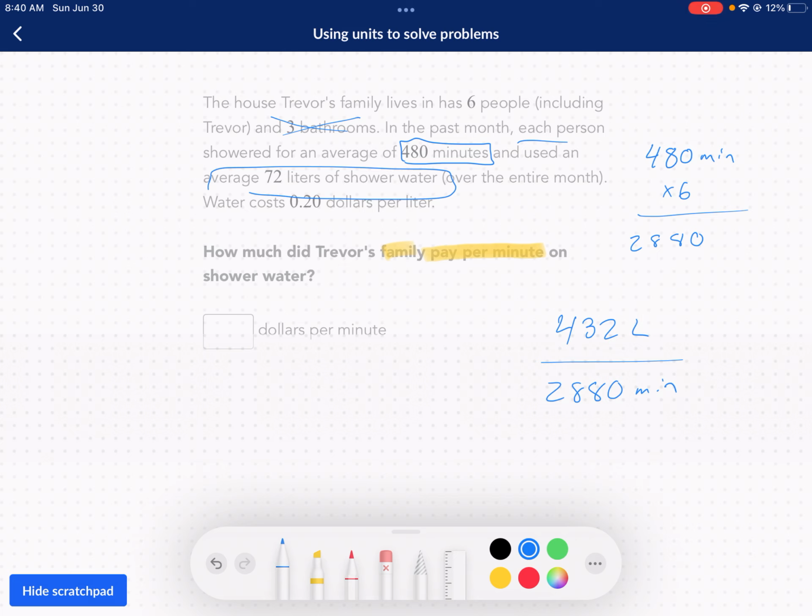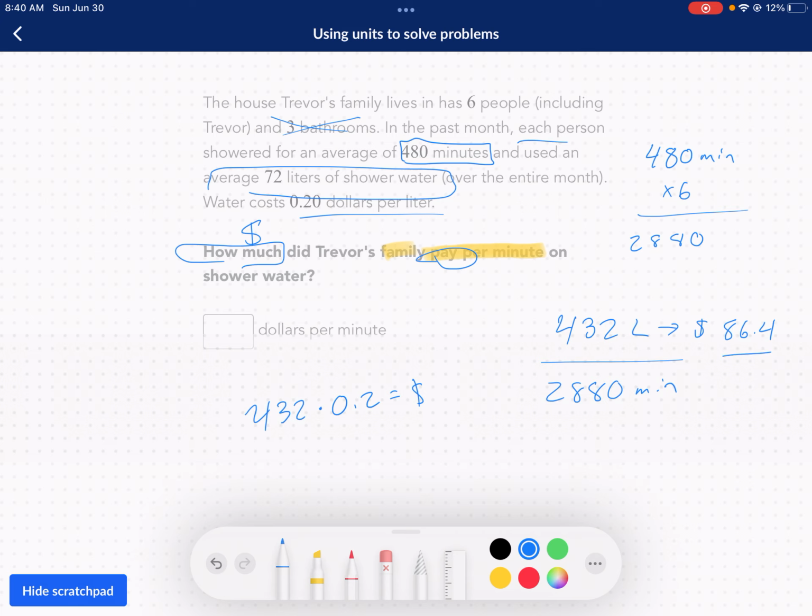Now, we don't want liters per minute. We want how much did Travis pay. So we're talking about dollars. So what we need to do is convert these liters to dollars. Luckily, we have that conversion. We can do 432, I should write this down, times 0.2, and that's going to give us our dollars. So we do 432 times 0.2, or we could just divide by 5, and we get $86.4.